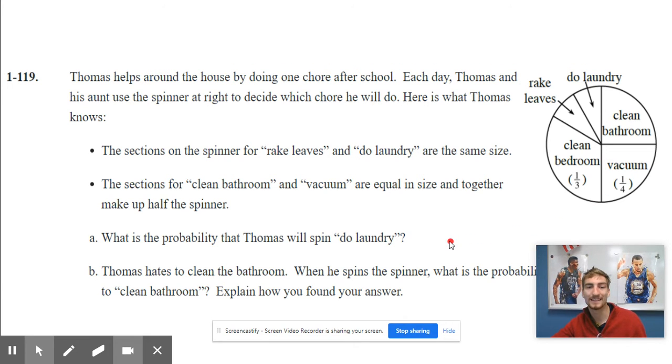So what is the probability that Thomas will spin do laundry? Now notice it doesn't give you a fraction for doing laundry like it does for cleaning bedroom and vacuuming. So you guys have to use what you know about these two fractions to figure out what clean bathroom would be, and then maybe figure out how many slices you want to divide this whole spinner into. Maybe you can find a common denominator, and that will help you figure out A. Go for it.